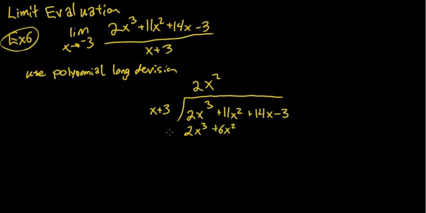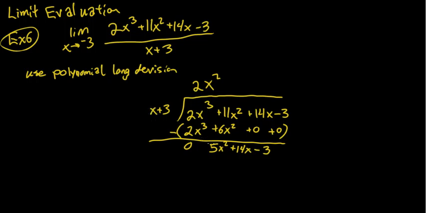And everything else is 0, so we'll say plus 0 plus 0. You don't actually have to write those out. And we subtract this. Well, 2x cubed minus 2x cubed is 0. That's what we're wanting. We're wanting to cancel out these terms one at a time, or not cancel out, but get rid of them. 11x squared minus 6x squared gives us 5x squared, and then we're subtracting 0 for the rest of them. So the plus 14x and the -3 come down.